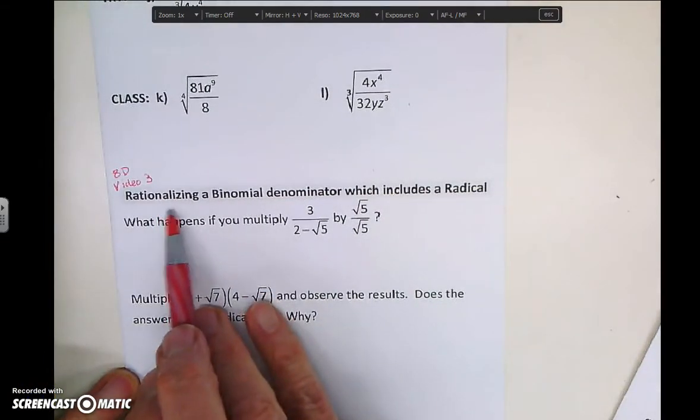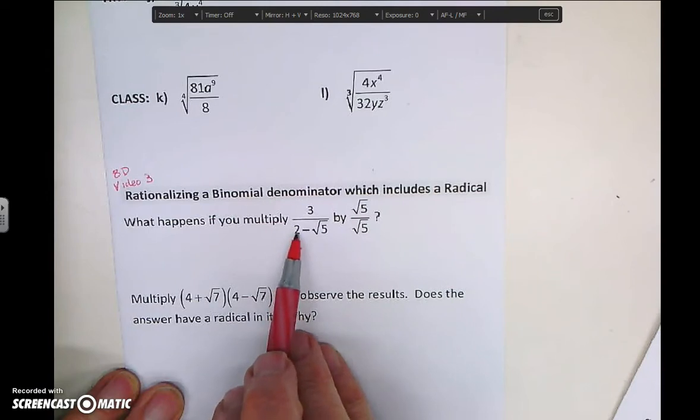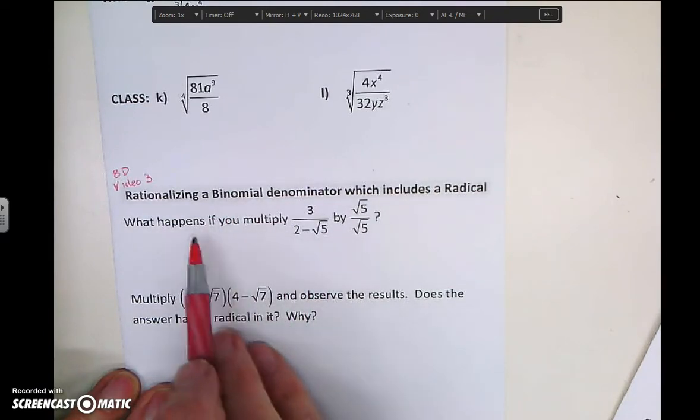Our next group of problems have binomials in the denominator. So remember, a binomial is two terms. They're separated there by that minus sign or plus sign.